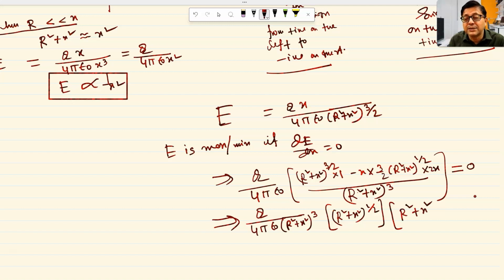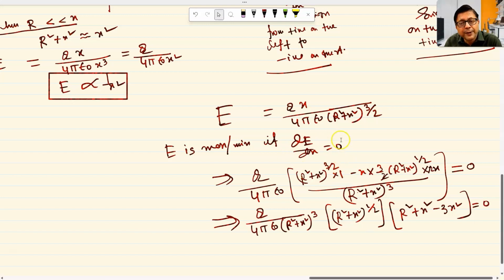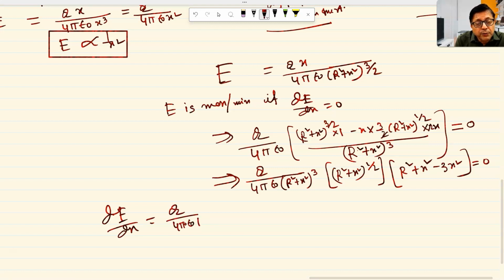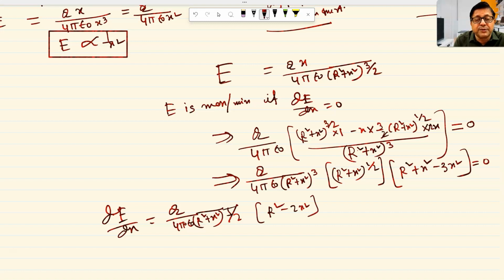R square plus x square, 2 get cancelled. This is common. It is minus 3x square equal to 0. Okay. So this is the result of dE by dx. I am writing once more here that dE by dx is q by 4 pi epsilon 0, r square plus x square to the power 5 by 2, into r square minus 2x square.